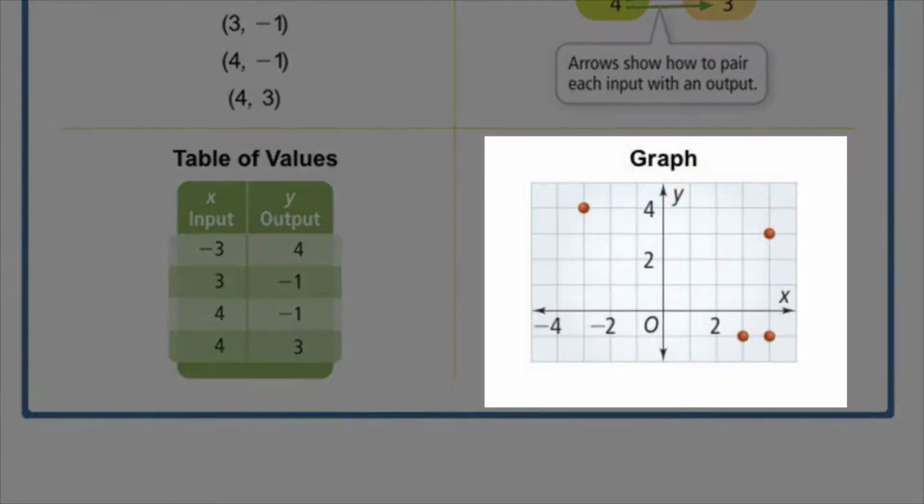And finally, the 4th way, a graph. We see here discrete points, so not connected or continuous, at x values and y values. First, an x of -3 goes with a y value of 4, and that point at the top left of the graph in quadrant 2. To the right, we have 3, -1, 4, -1, and also the point 4, 3.